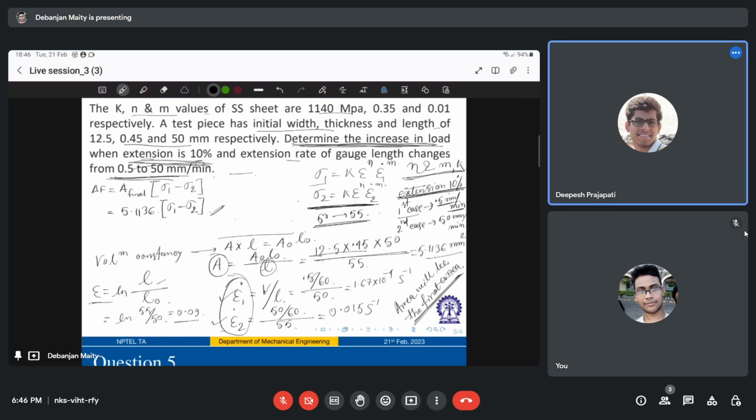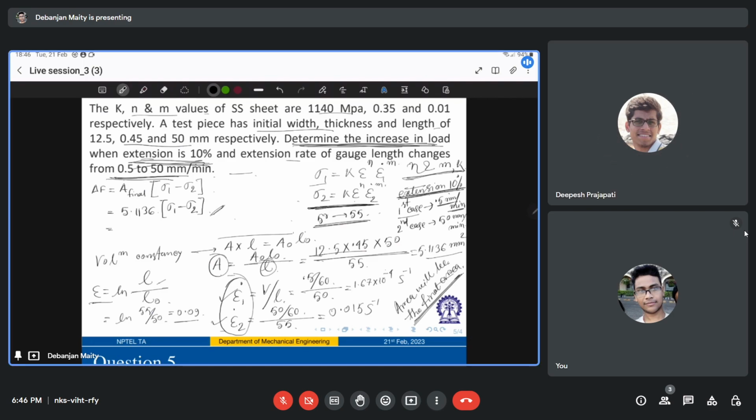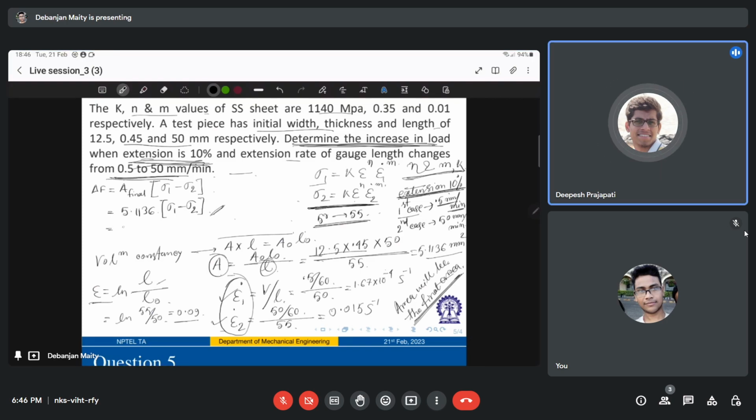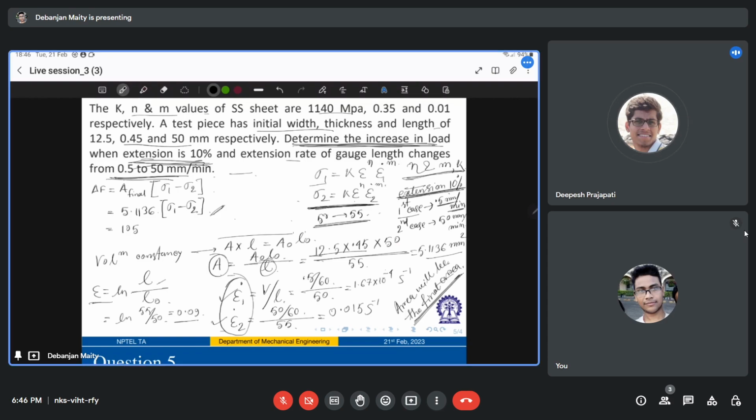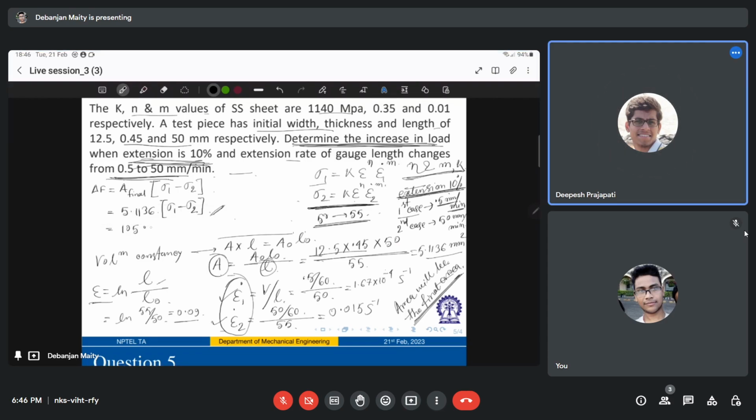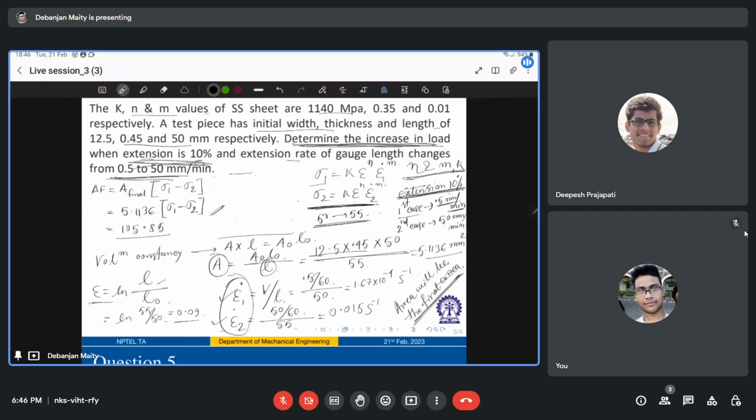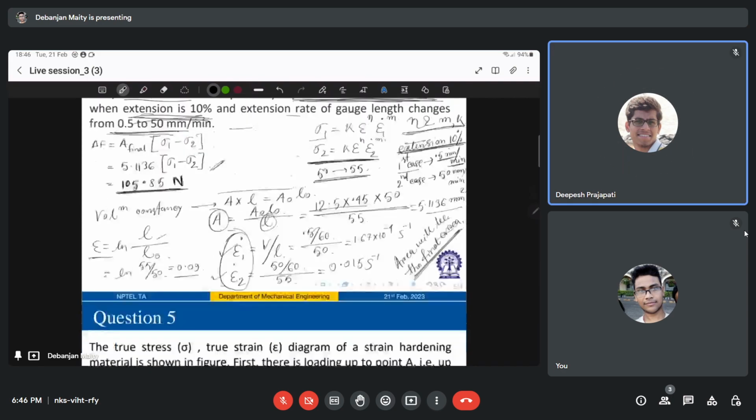Increase in load is 105.85 Newton. What is this value? Delta H? 105.85, correct? Yes. Okay, let's assume that this is correct. Anyhow, you got the idea, right? Yes, yes, right.